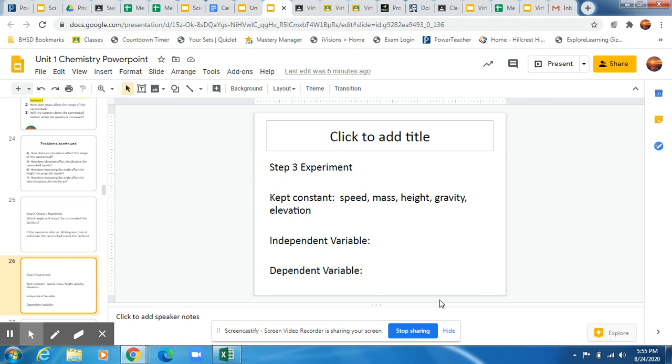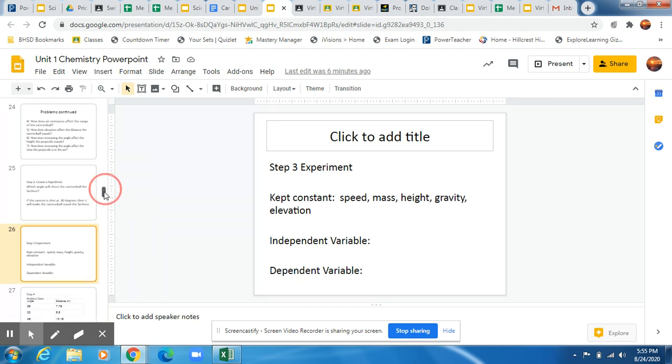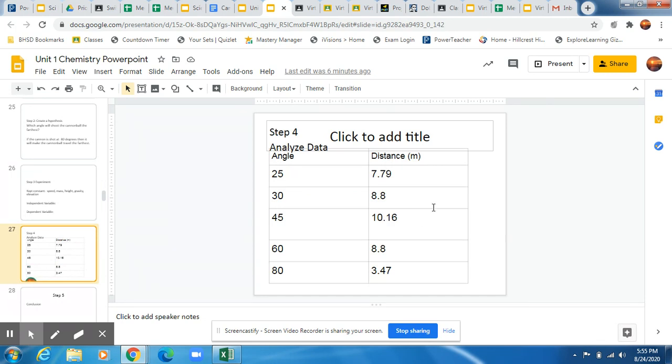Okay, so we said the independent variable is the angle. The dependent variable is the distance. Here are the different distances. So based on this, because this is step 4 in the scientific method, was the hypothesis correct that an 80 degree angle would shoot at the farthest distance? If you said no, you are correct. You can see 80 degrees did not shoot at the farthest. 80 degrees actually shot at the shortest distance. 45 degrees shot at the farthest.